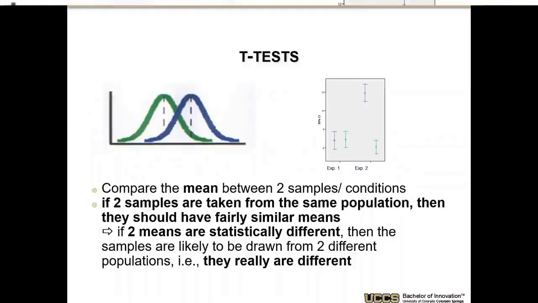So let's look at t-tests. The underlying question for a t-test is, I'm going to compare the mean between two different distributions. So if I have condition 1, the green condition, and condition 2, the blue condition, I want to answer the question, is there a difference between the means for green and blue? My null hypothesis is going to end up being, there is not a difference.